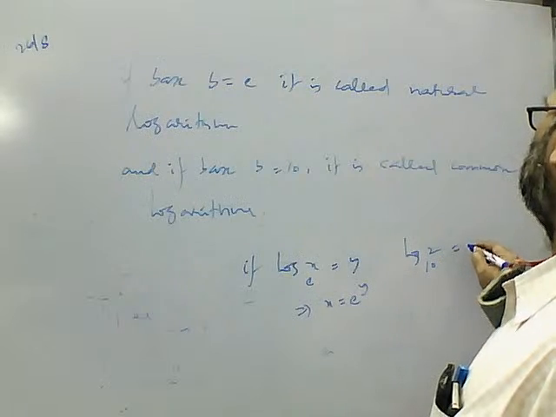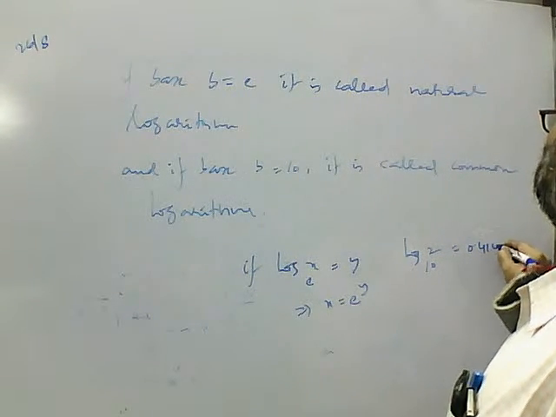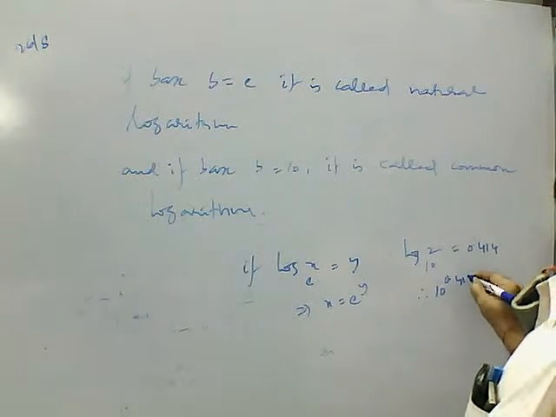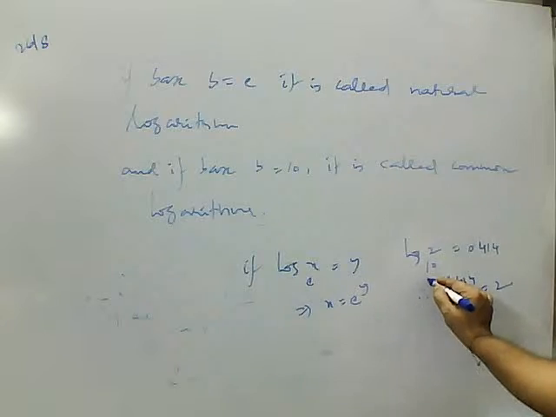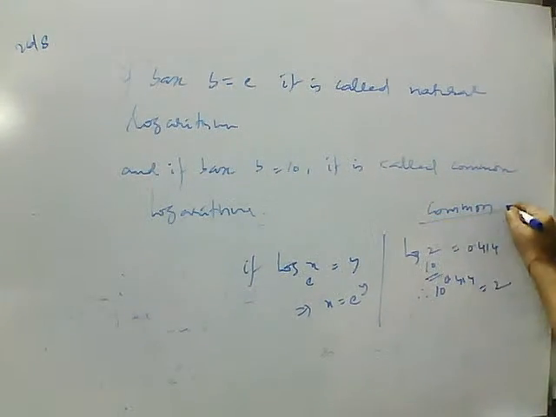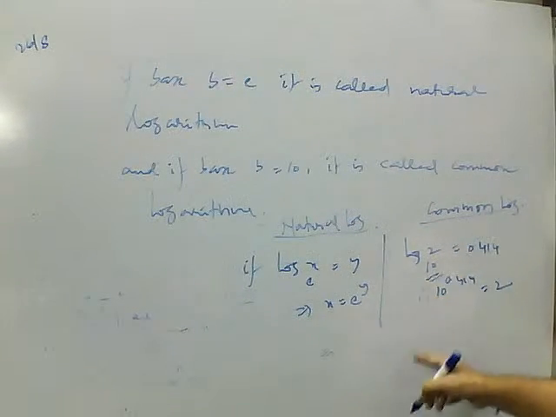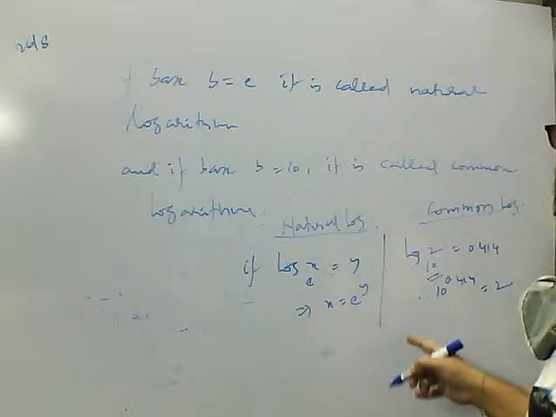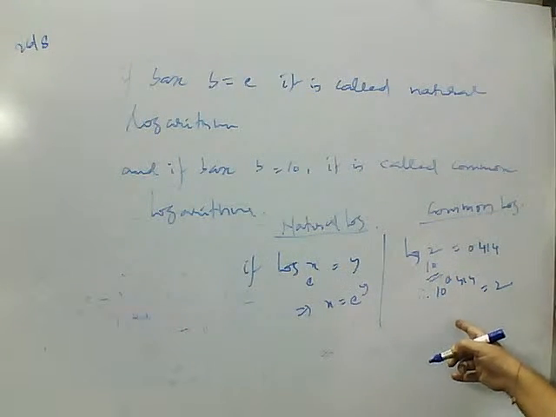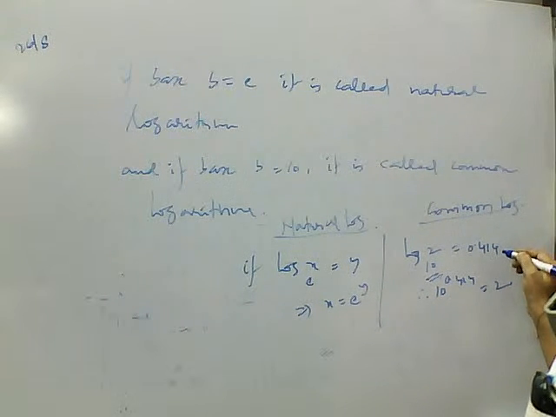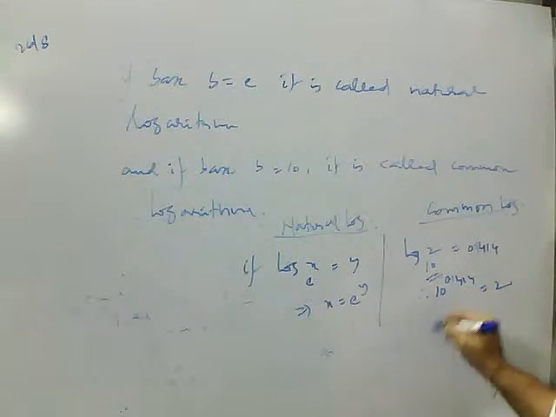Log 2 to the base 10 is 0.3010. Therefore 10 power 0.3010 is equal to 2, like that. This is natural logarithm, this is common logarithm; common log, natural log. Have you understood? These are tables, already you know. Tables means logarithmic tables, where you will verify log 2, log 3, right? Likewise you can take, okay?